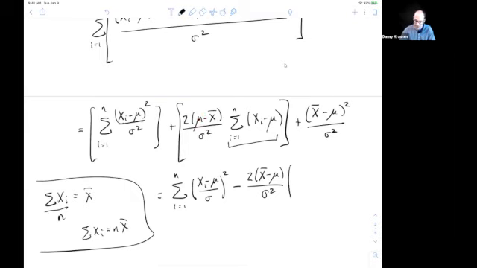And then I add up those x's and I get n times x bar. I add up the mu's and I get n times mu. Okay, good. And then that's plus, and now again, I'll bring this all together. I get (x bar minus mu) over sigma, quantity squared.